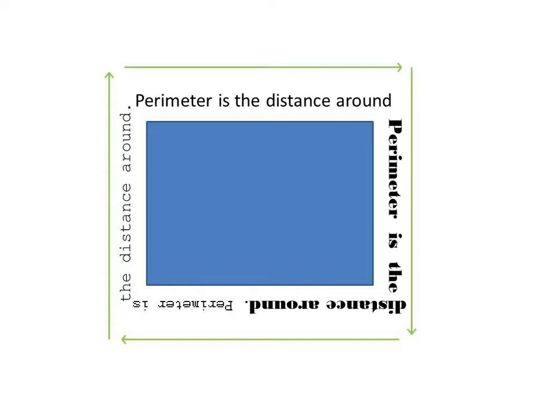This video will discuss perimeter. Perimeter is the distance around a polygon. So here we have a rectangle.